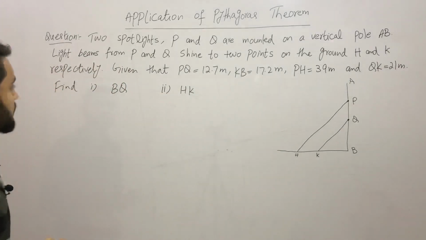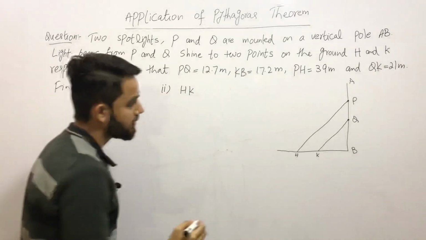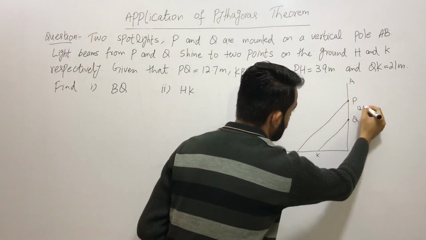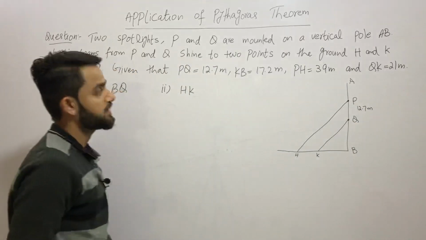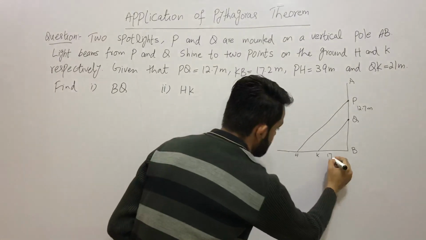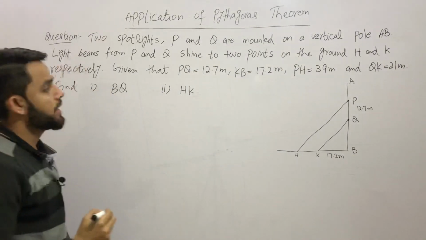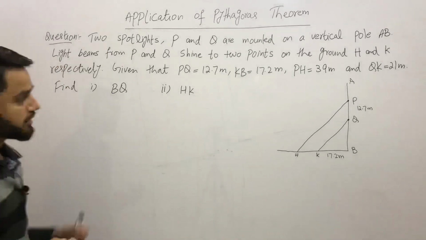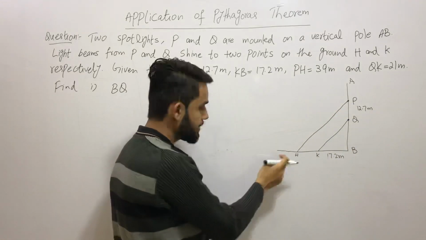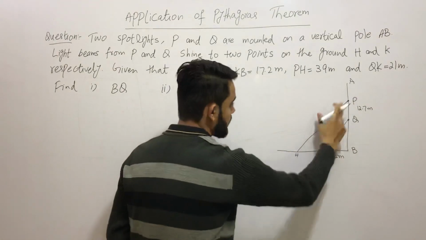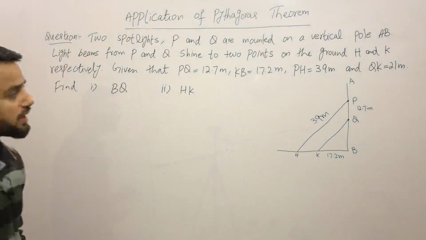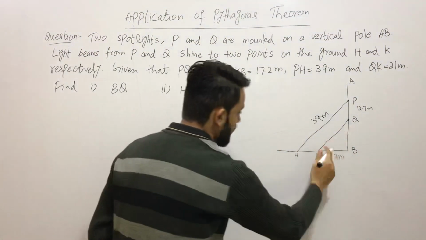Given that PQ is 12.7, where is PQ? This is PQ. The distance between the two spotlights on the vertical pole is 12.7 meters. Now KB is 17.2. This KB is 17.2 meters, and PH is 39 meters. Where is P? This is P. Where is H? The light on the ground at H from point P, this distance is 39 meters, and QK is 21 meters. This is Q and this is K.